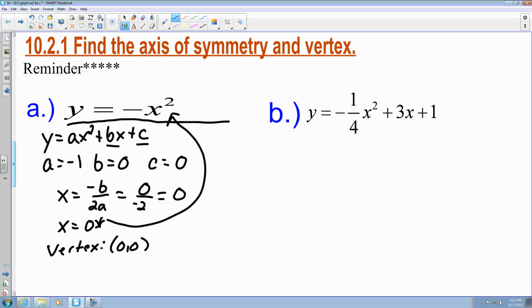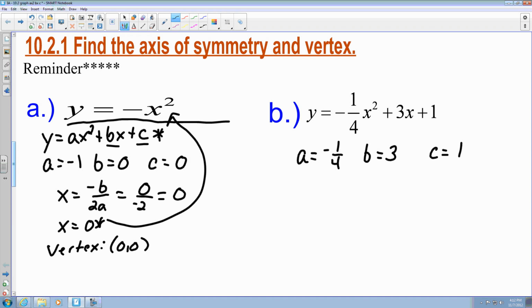For b, we have y equals negative 1/4 x squared plus 3x plus 1. So again, I'm going to use this form here. So let's try to find our a, b, and c. A equals negative 1/4, b equals 3, and c equals 1.